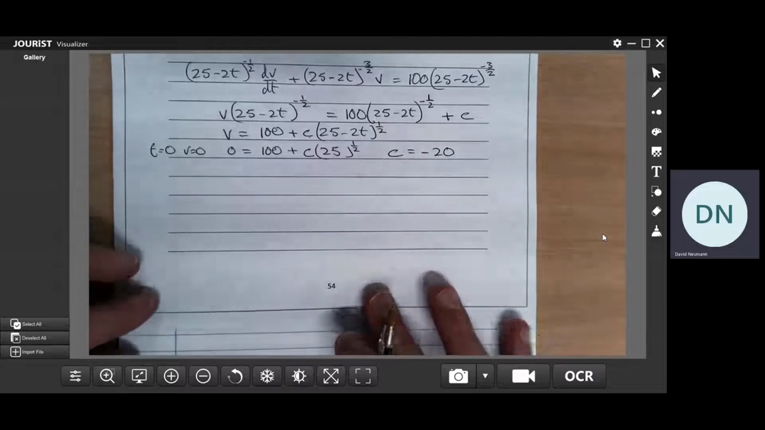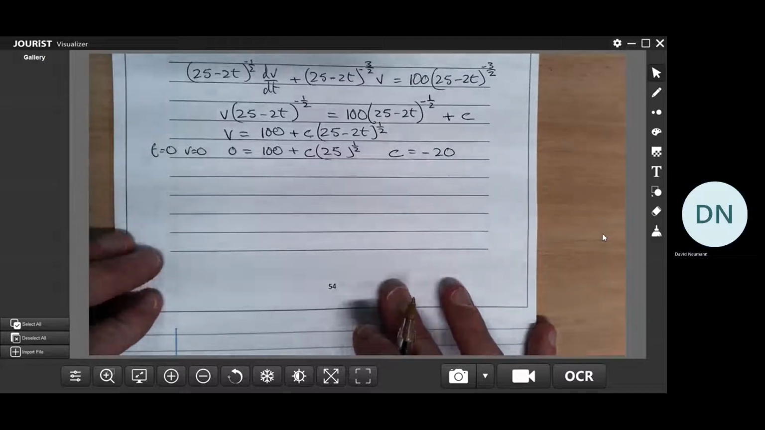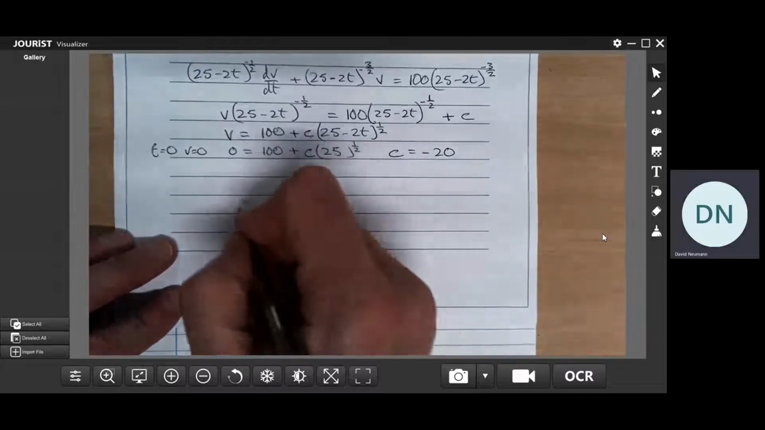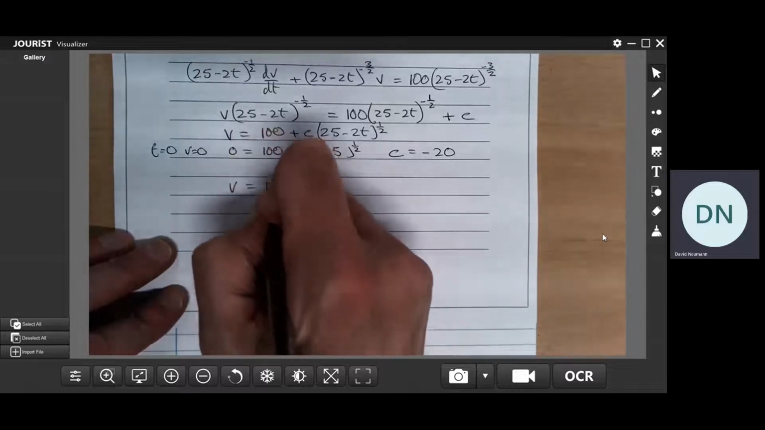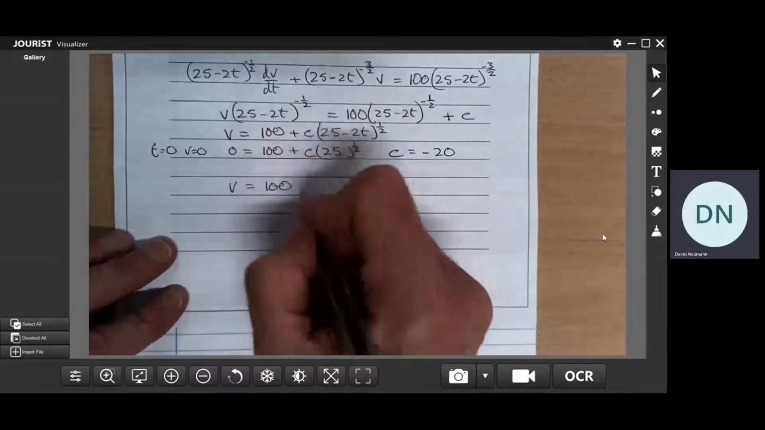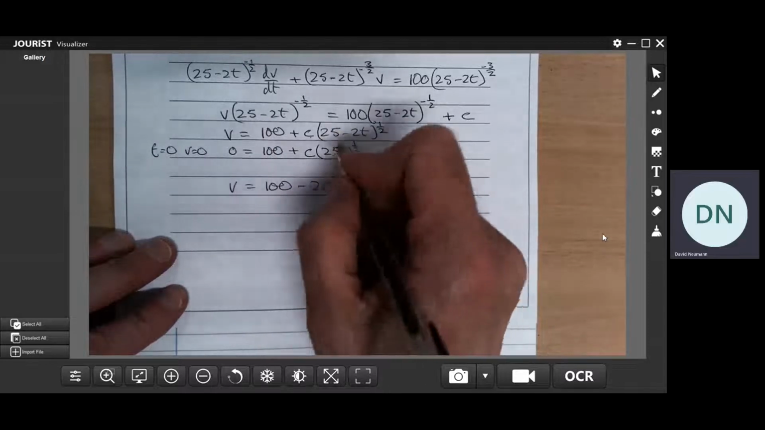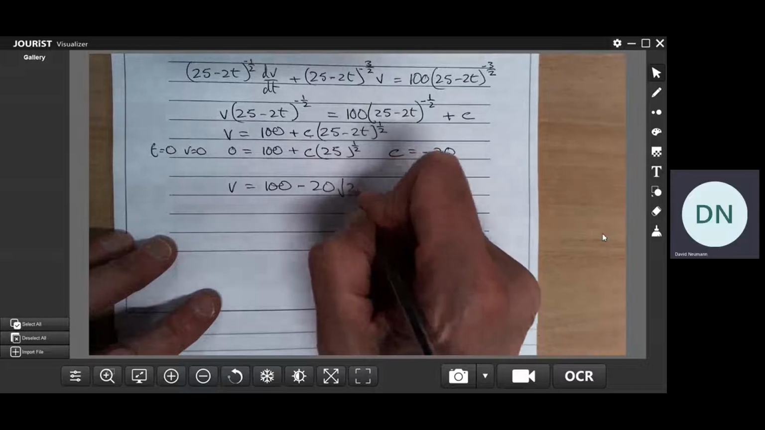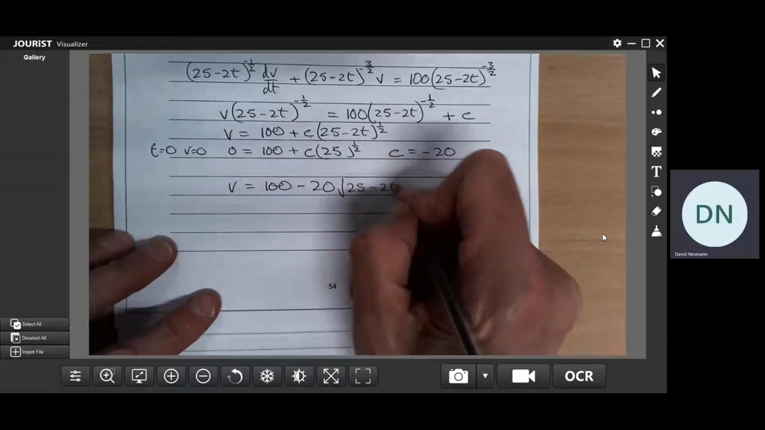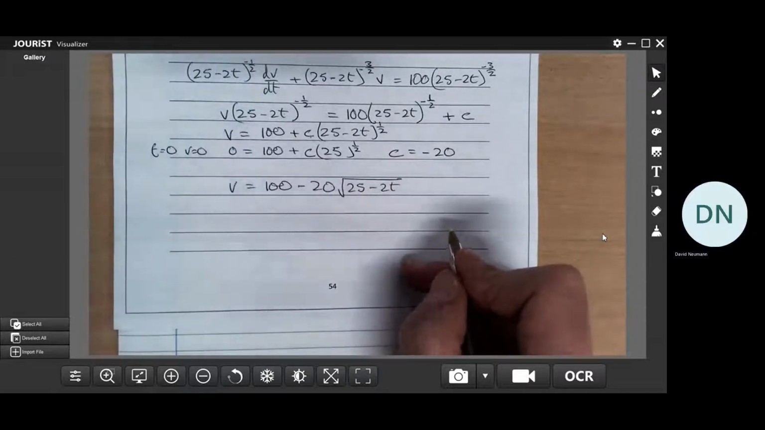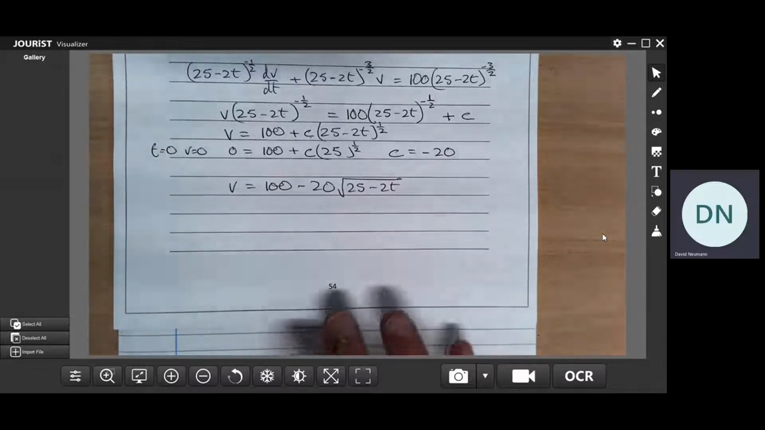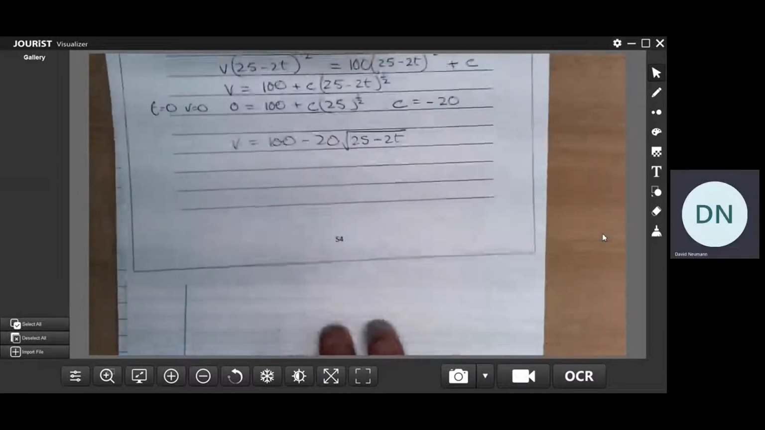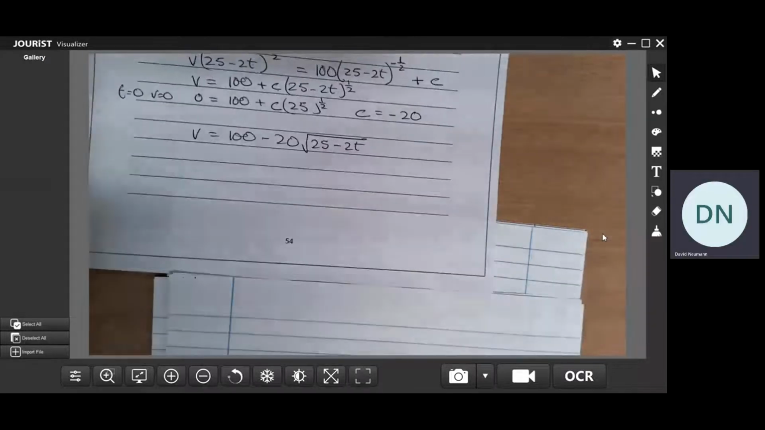And now we can write, let's just move that up the page. Now we can write v is equal to 100, we've got minus 20 now, and we can turn that into a square root. So root 25 minus 2t. Let's go on to another sheet of paper here.